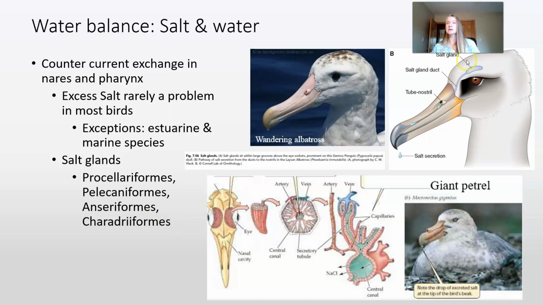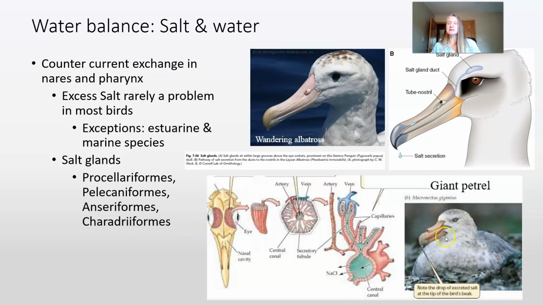So while all birds could have the indentation up here for the salt gland, these orders actually have functioning salt glands. And the salt glands can vary in size even within a season. So there's plasticity in that. Why have something big when you don't need it?